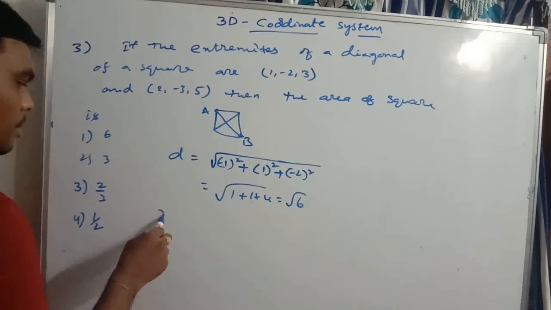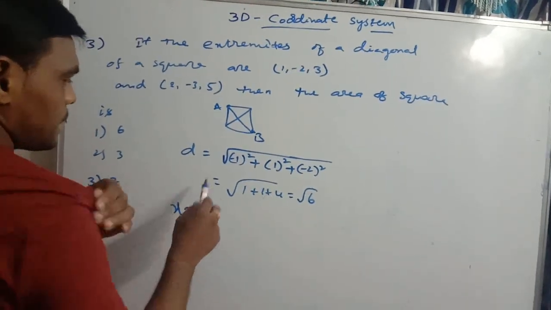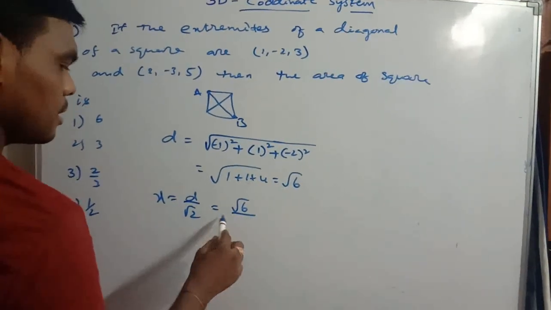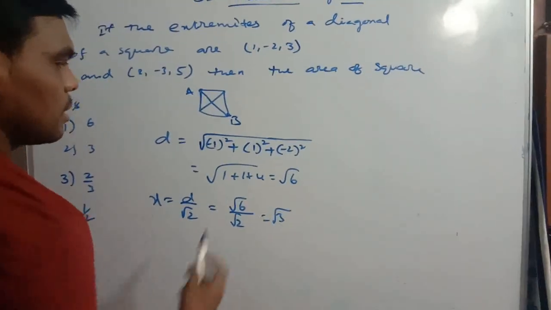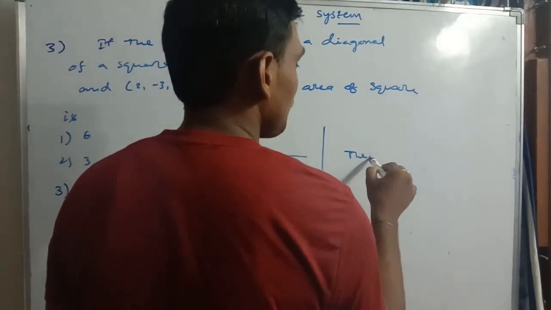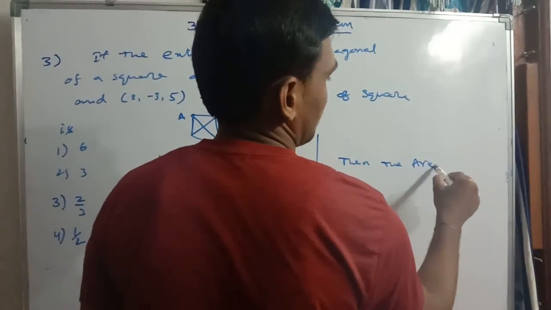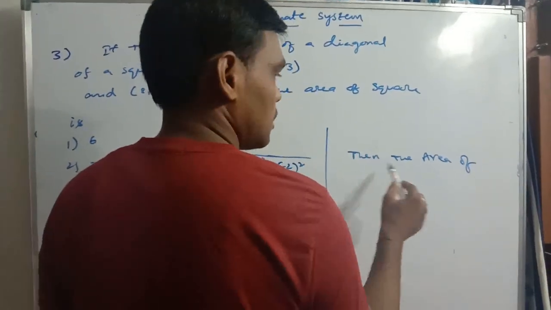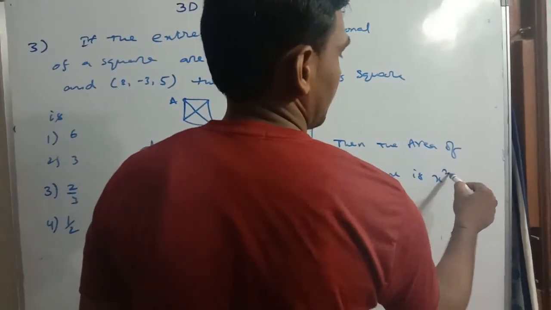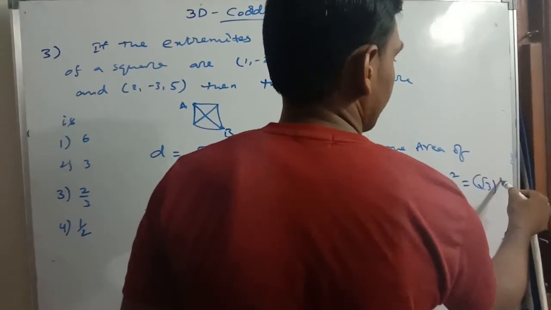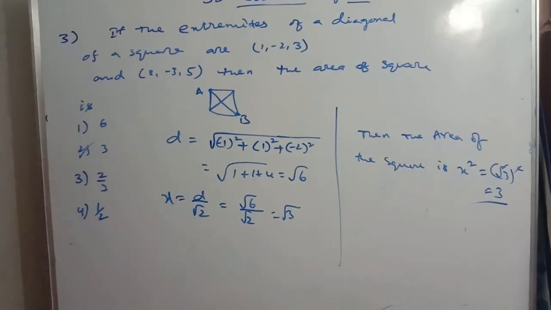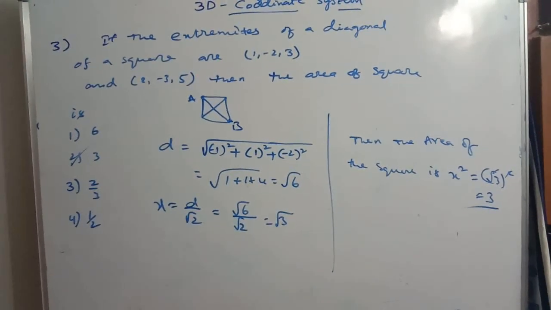Now here x is the side, and x is equal to d by root 2, and this is root 6 by root 2, that is root 3. Now the area of the square is side into side, so the area of the square is x square. Now root 3 whole square is 3. Now the area is 3, so the answer is 3. So second option. Okay, write down.